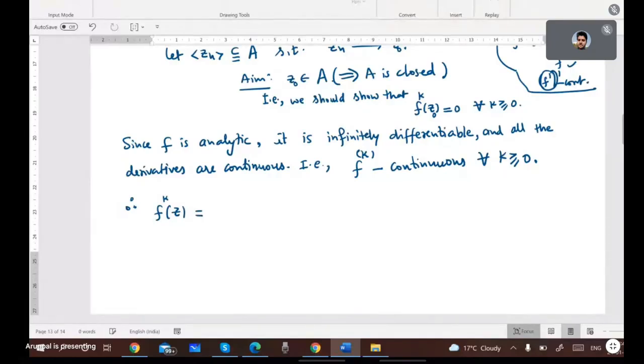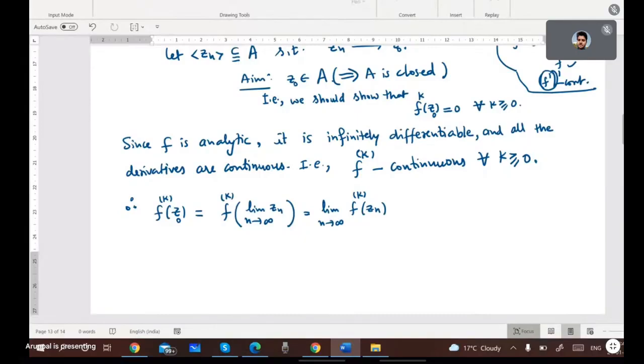Therefore, now I start with what I exactly want. Sorry, this is the notation for the kth order derivative. Class, Z0 is this. Is this okay? I hope you must be getting what I'm going to do. I'm going to use the continuity. Continuity allows me to take the limit outside. Is this okay?